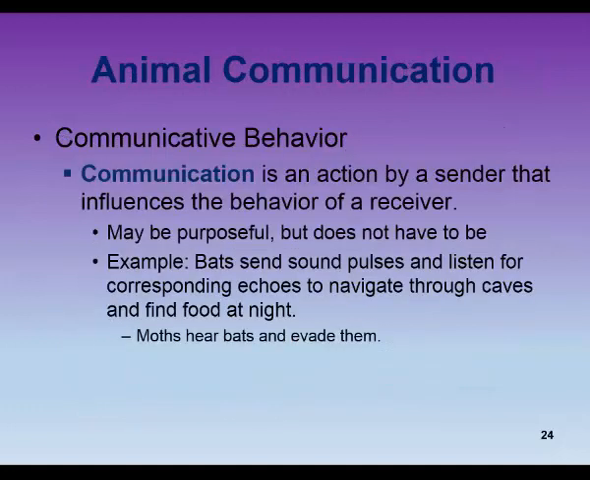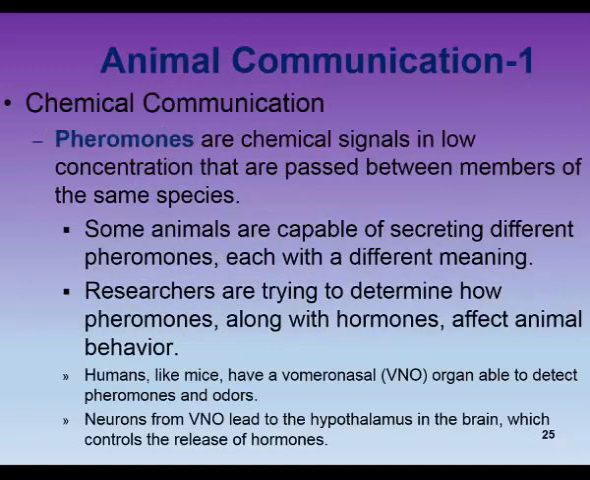So what is communication? It's an action by a sender that influences the behavior of a receiver. It may be purposeful, but it does not have to be. The communication can just be sent out there like just a dog howling in the night, or it can actually be communicating fear or sadness, or in the case of 101 Dalmatians, letting them know that the puppies were stolen. Those are things that we see with communication. And we know there's 4 different types. Chemical communication is one. Pheromones are those chemical signals.